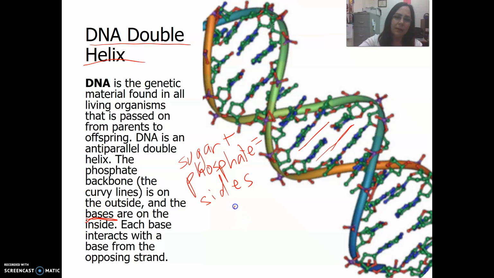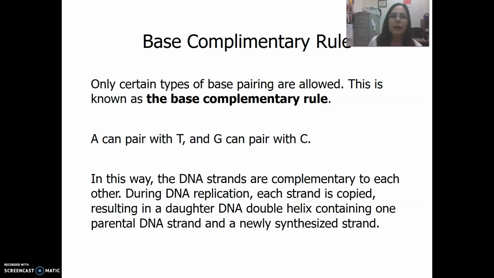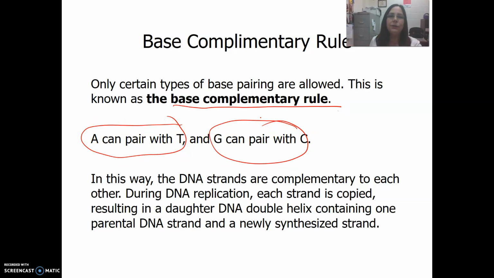So the bases are the steps or rungs of the ladder. And each step is composed of 2 bases. The way that you know which 2 bases have paired up is based on the complementary rule. A's can pair with T's and C's can pair with G's. So if, for example, one of your DNA strands is A, C, G, T, then the complementary strand would be T, G, C, A, because the A's can pair with T's and the C's can pair with G's.